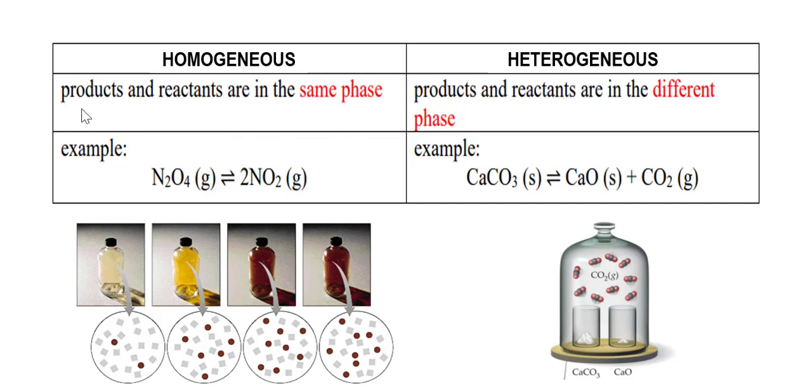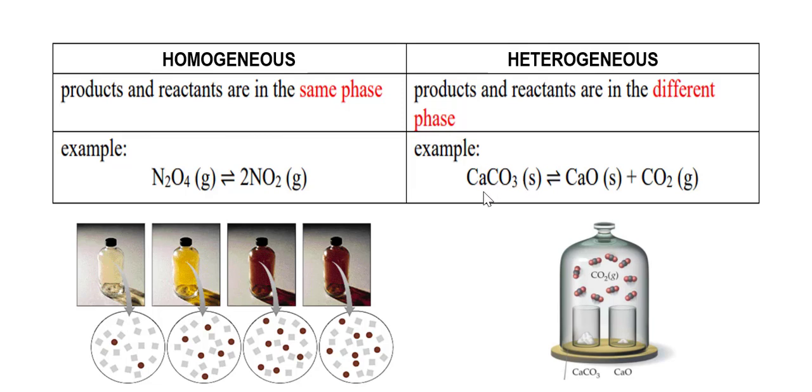Homogeneous reaction is a reaction where products and reactants are in the same phase. For example, if we have N2O4 gas in equilibrium with 2 moles of NO2 gas, since the reactants and product are in the same phase, this reaction is a homogeneous reaction, while the heterogeneous reaction is a reaction where the products and reactants are in different phases.